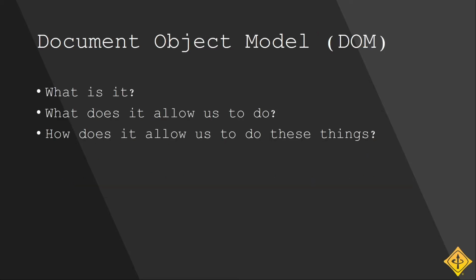So to interact with a web page, we first need to know what the document object model is. The document object model, or DOM, is a programming interface for web documents. It allows us to write programs that can change the document structure, style, and content.